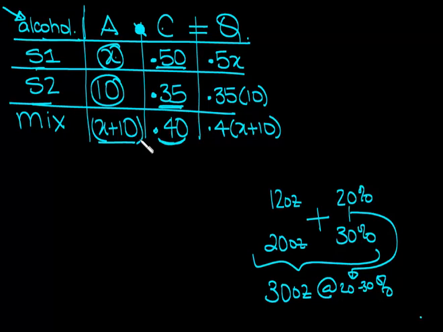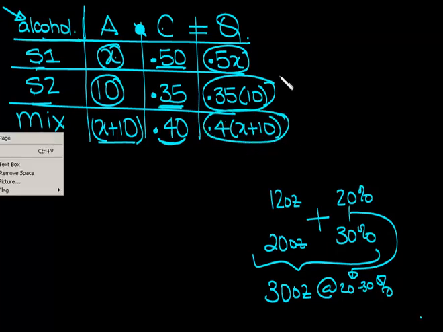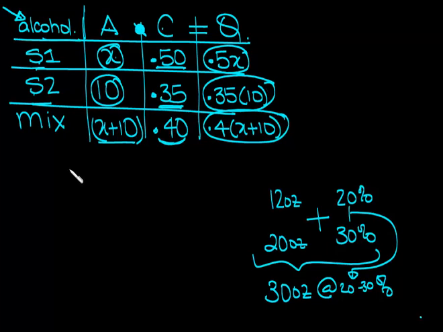Now we have to create an equation because we ultimately have to solve for x. Well, this is the amount of alcohol in the first solution. This is the amount of alcohol in the second solution. And this is the amount of alcohol in your mixture. Well, shouldn't this last column add up? Shouldn't the quantity of alcohol in the first solution plus the quantity of alcohol in the second solution equal the quantity of alcohol in the mixture?